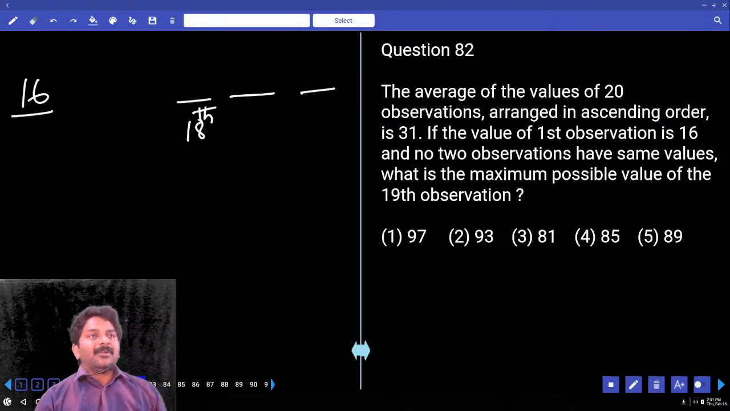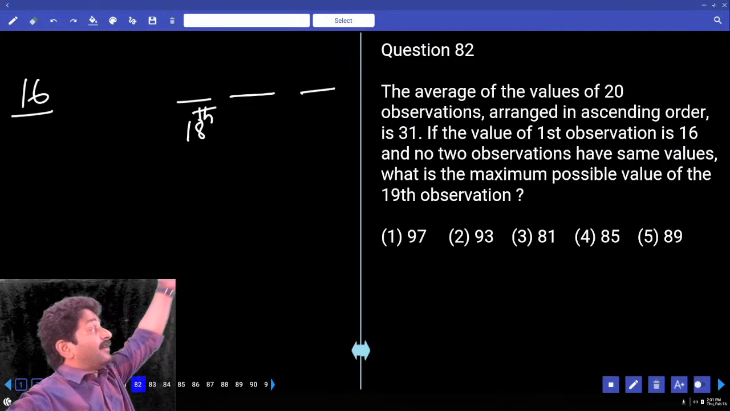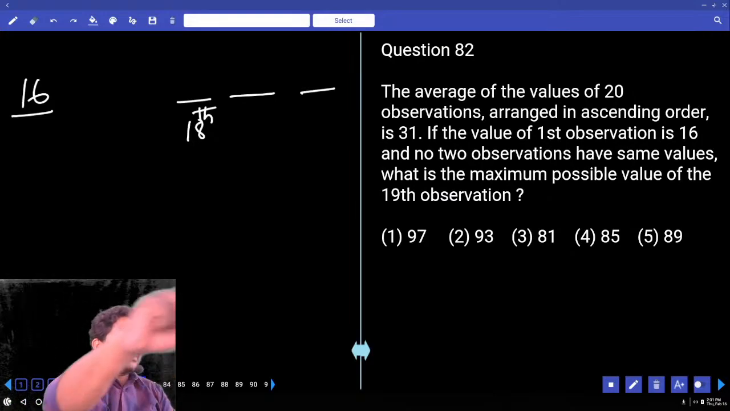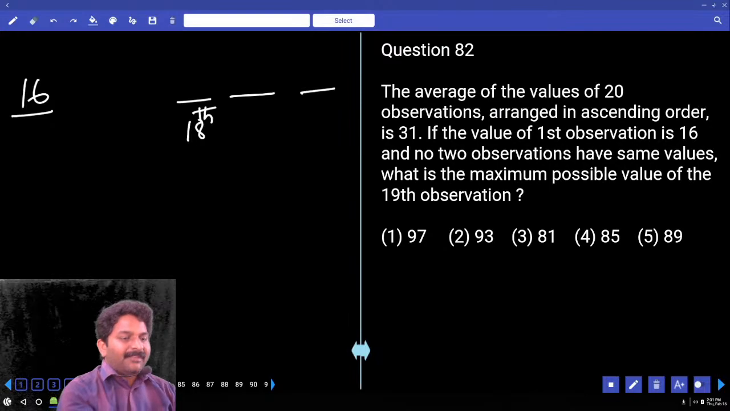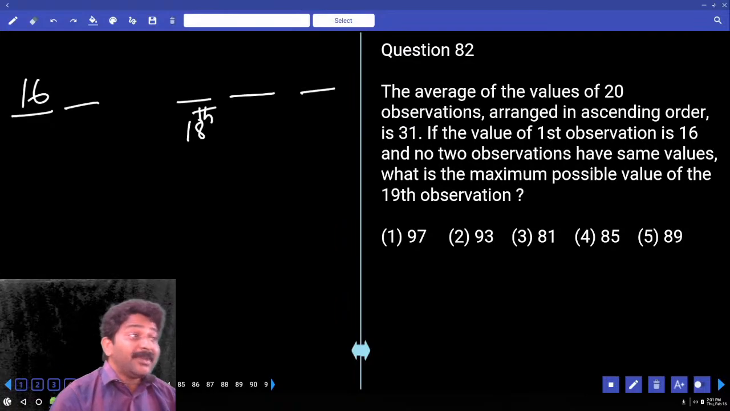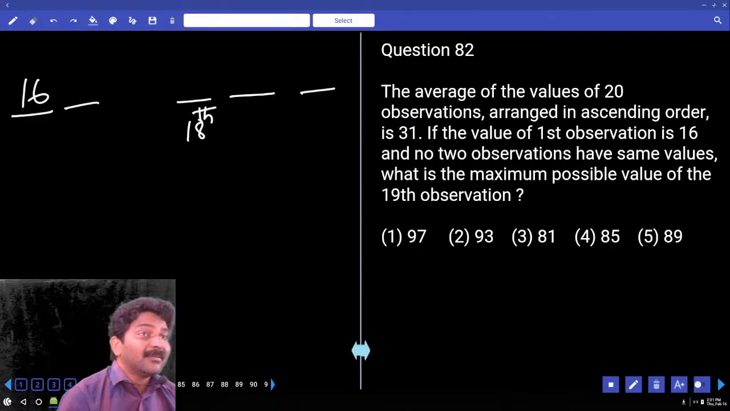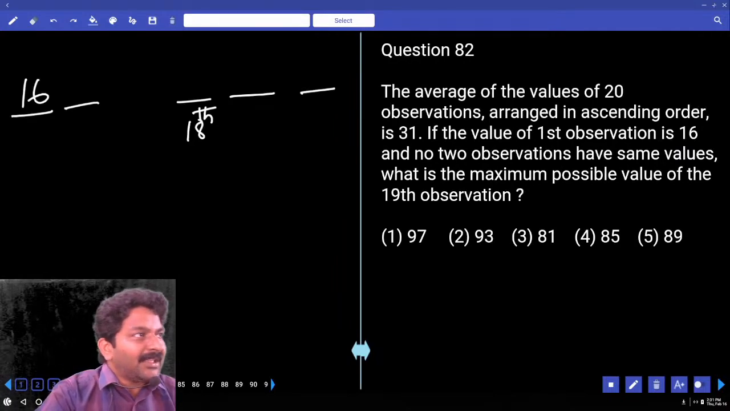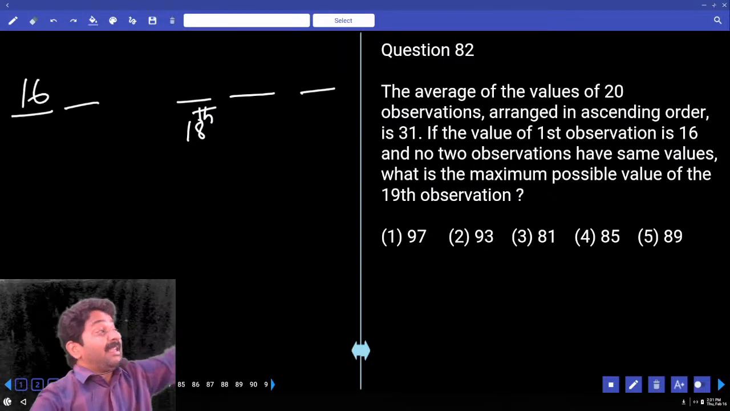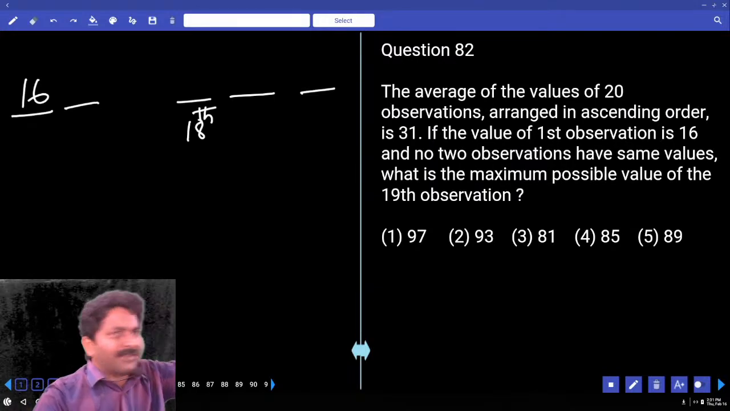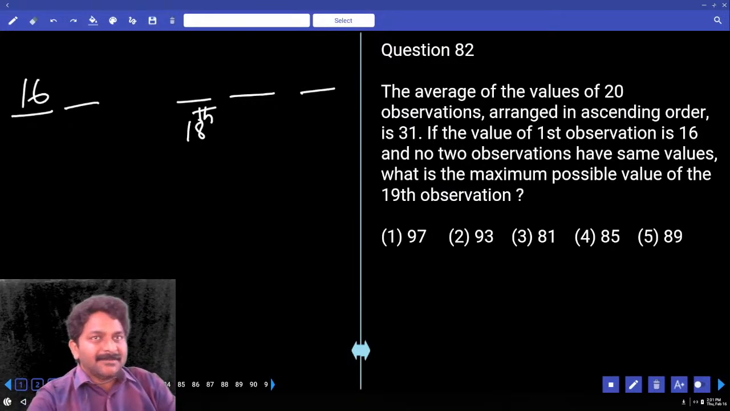Now if you are expecting the highest value for the 20th number, all of them are arranged in ascending order and no two of them are the same. If the first number is 16, the next number has to be more than 16. Tell me the number. Can I take 18? 20? 100? 1000? If you are expecting one highest value for one of the numbers, forget about it, whether it may be the 19th number or the 20th number. One of the numbers should be the highest.